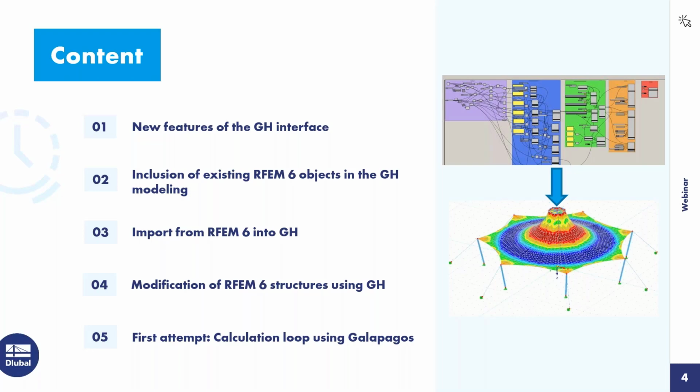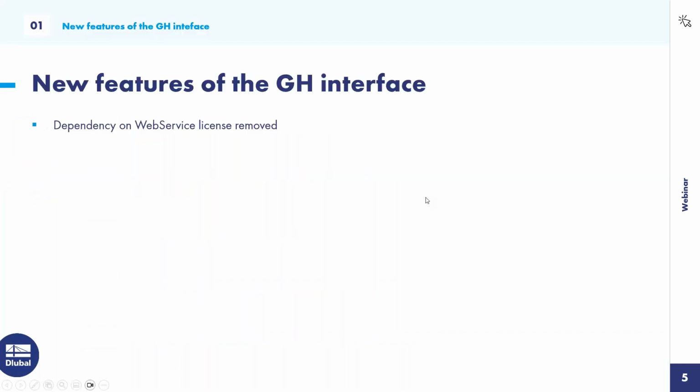And in chapter 5, I called it first attempt of an automatic calculation loop using Galapagos. I will mention this again later, of course. All right, let's go into chapter 1. What are the new features that we implemented since the last webinar in mid-February?